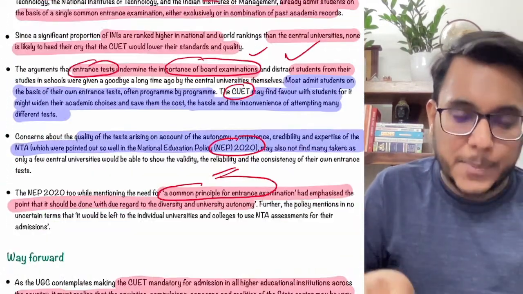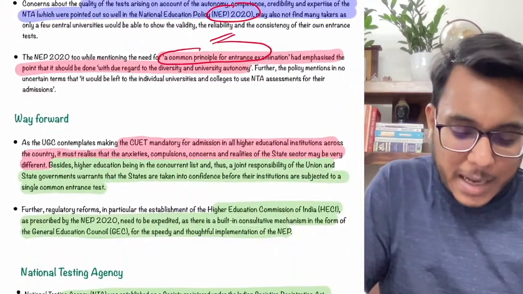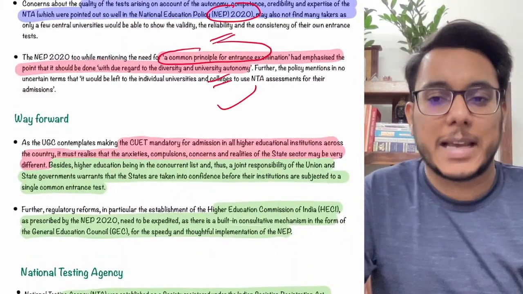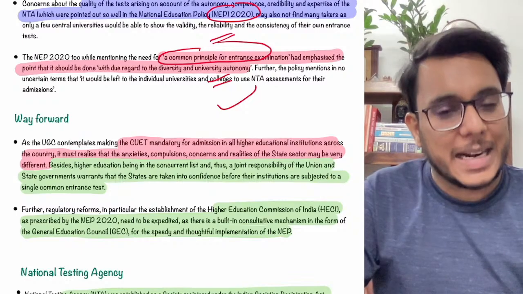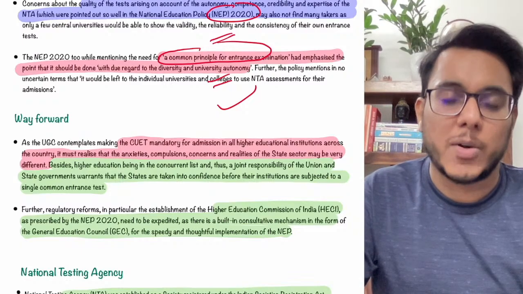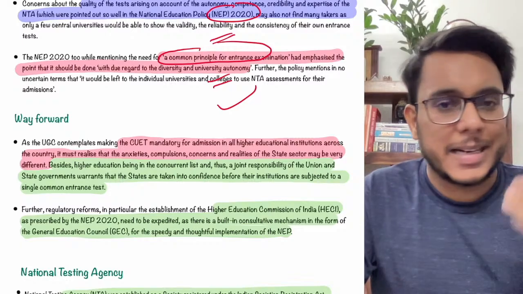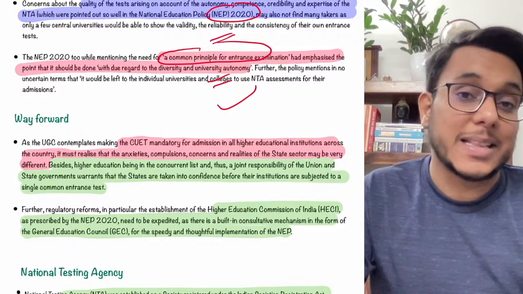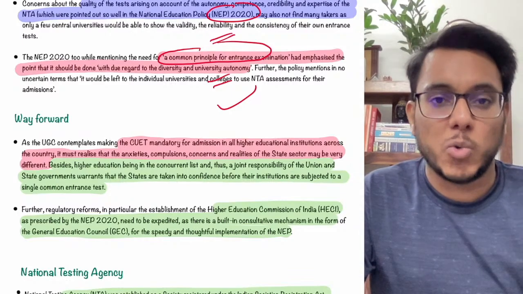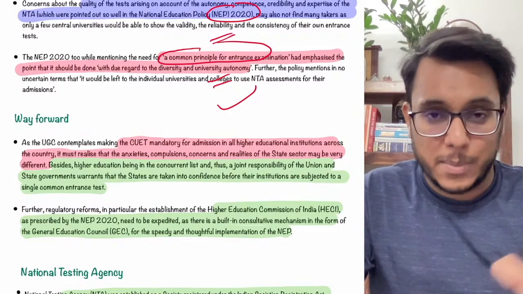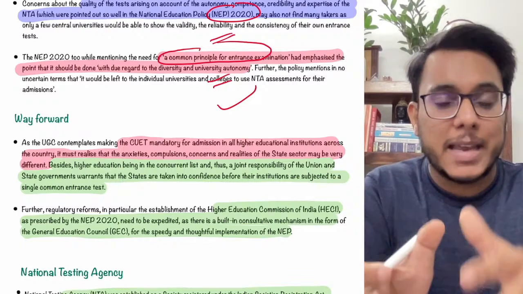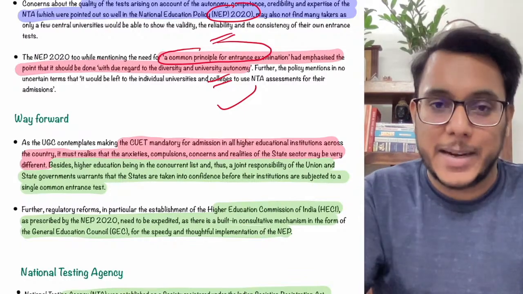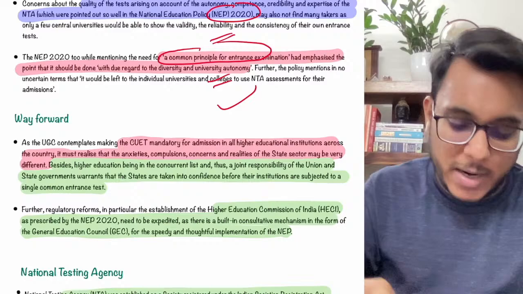But guys, at the same time, it has also been provided that university autonomy should be taken into account. And under the CUET provision also, if a university has some grievance, it can come forward and put it forth. But guys, still there are certain things that could be done in order to do this in a better manner. What could be the way forward in this direction?